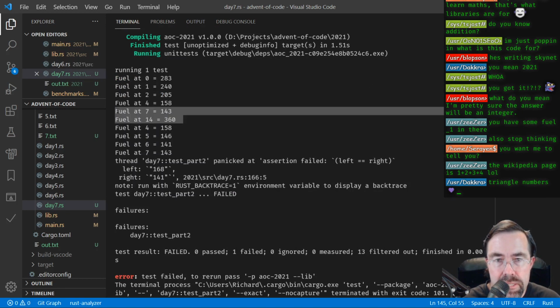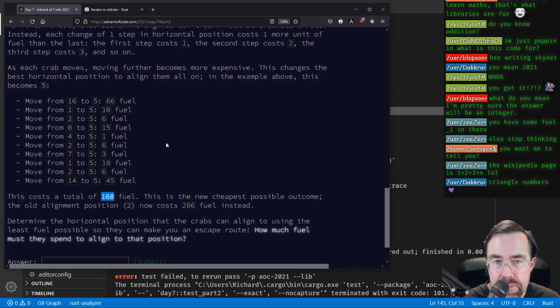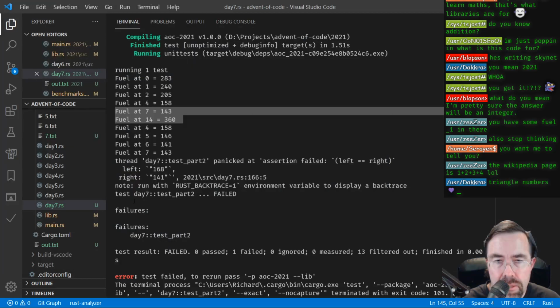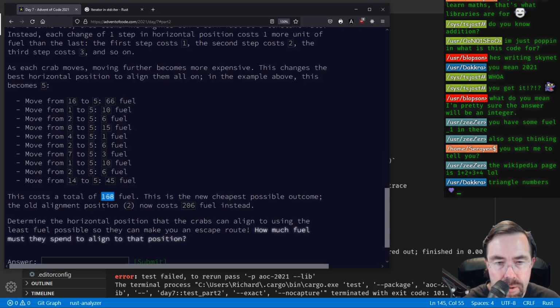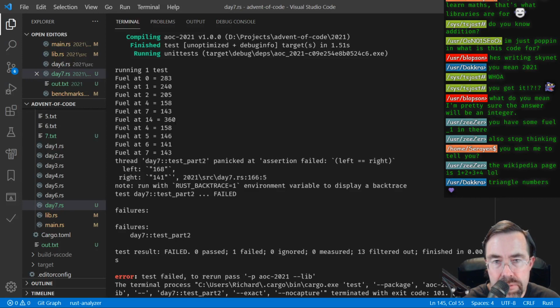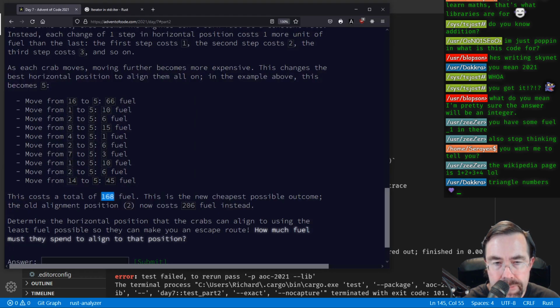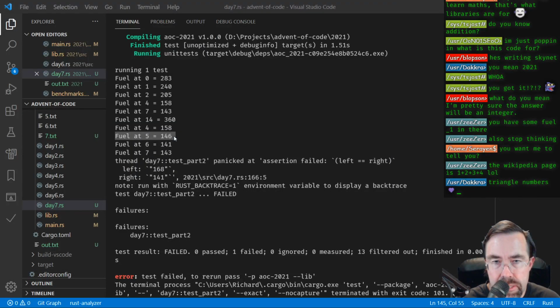So there's where it said, oh, something between 7 and 14. Is that correct? Wait a minute. Yeah, it's, well, no, it's 5. So it's, yeah, so there we go. Wait a minute. These are wrong. These are wrong. 5 should have been 168, not 146.